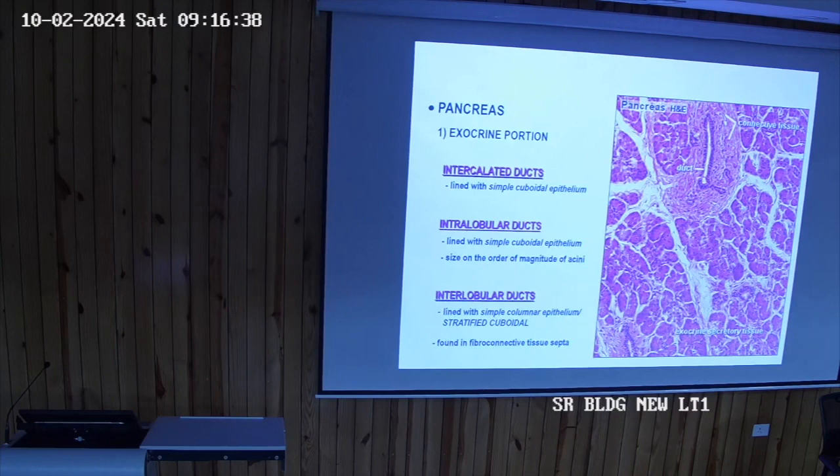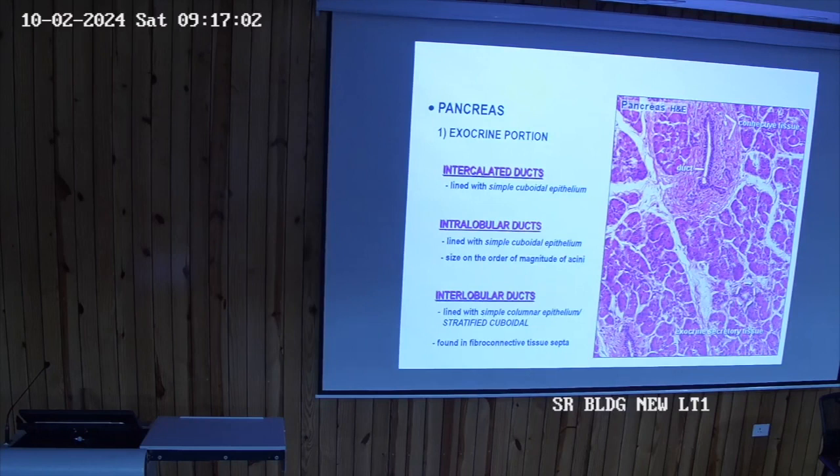Main pancreatic duct is either simple columnar or stratified cuboidal epithelium. Okay, so epithelium changes with the increment of the duct system. With intercalated duct, it is simple squamous or low cuboidal, then it is again simple cuboidal in the intralobular, and interlobular we have simple columnar epithelium.